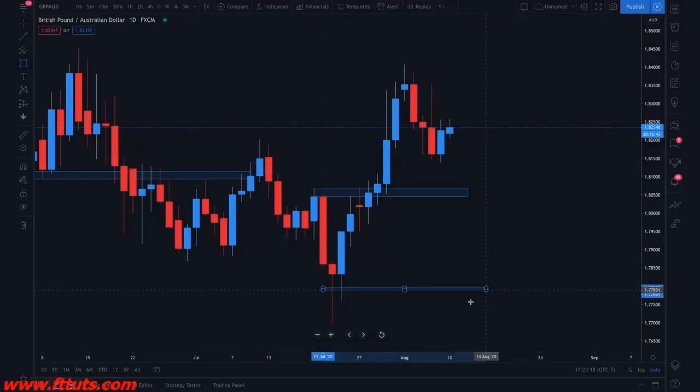And let's just say price is up here. It's going down, down, down, but your major support level was right here. Price is going down, down, down. It hits it. It goes a little bit further, but it hits it. And now you're in for a buy.